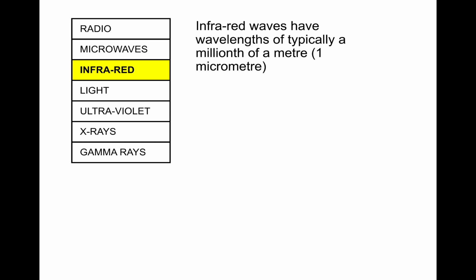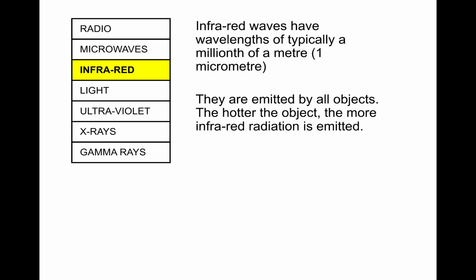So let's look at where infrared is on the spectrum. So radio waves, microwaves, infrared. Infrared is more energetic, and it has a shorter wavelength and a higher frequency. Infrared waves have wavelengths of typically a millionth of a meter, or 1 micrometer. They're emitted by all objects, and the hotter the object, the more infrared radiation is emitted. So human beings are warm, so they will emit infrared radiation. But obviously the heater that was on the previous page will give off even more infrared radiation as it's hotter.